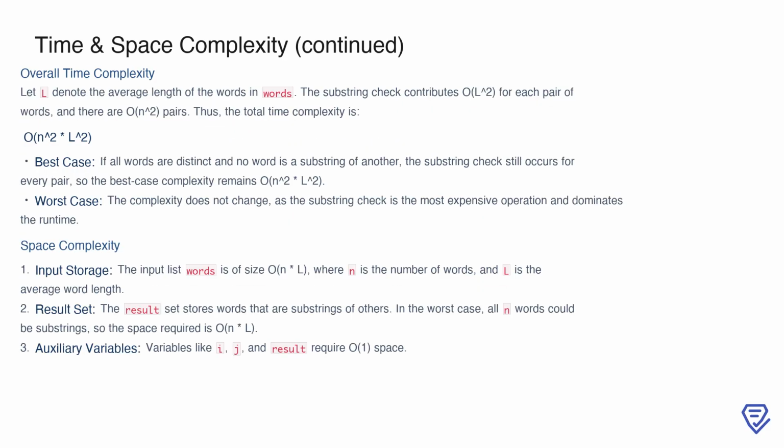Now, when we consider the overall time complexity, let L represent the average length of the words in the list. The substring operation, which is the most expensive, contributes O(L²) for each pair of words. Since there are O(n²) pairs in the nested loop, the total time complexity becomes O(n² * L²). This remains consistent in both the best and worst cases because the substring check dominates the runtime, regardless of whether one word is actually a substring of another.